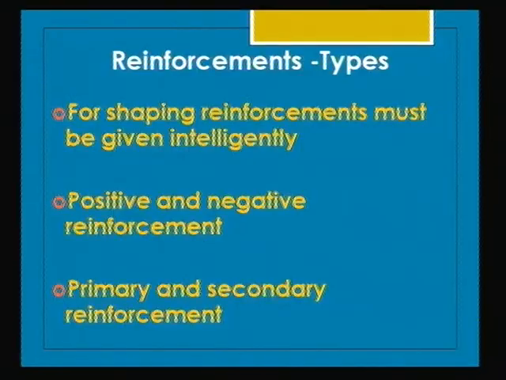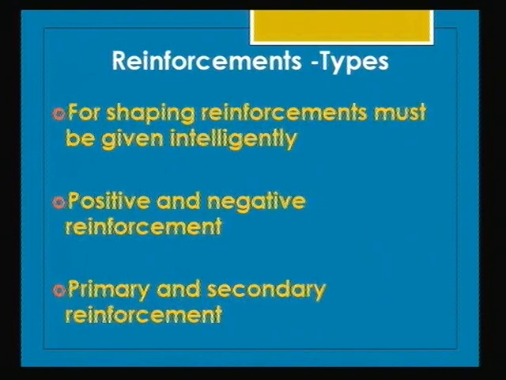Now this reward is known as reinforcement. When we studied classical conditioning, we also talked about reinforcement. For example, in the case of Pavlov's dog, the food, that is the unconditioned stimulus, was by itself the reinforcer. However, in operant conditioning, since we are dealing with operants and not spontaneous reflexes, the unconditioned stimulus will not be the reinforcer. We will have to introduce the reinforcer as a consequent. And this reinforcement must be given intelligently.